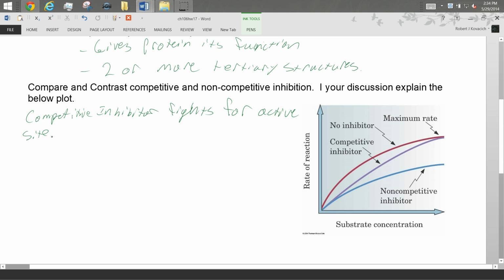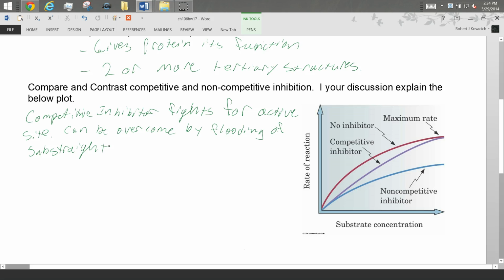So the competitive inhibitor fights for the active site on the protein. And you can overcome this by flooding the solution with substrate.